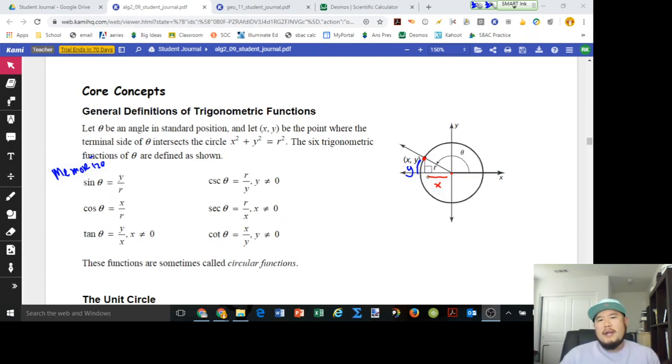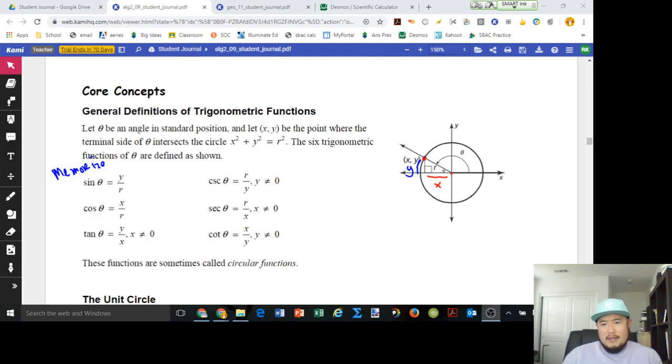Now, I don't care so much about positive and negative, okay? Later on in the lesson, I'll teach you why certain quadrants make certain trig functions positive or negative. So we'll get to that.